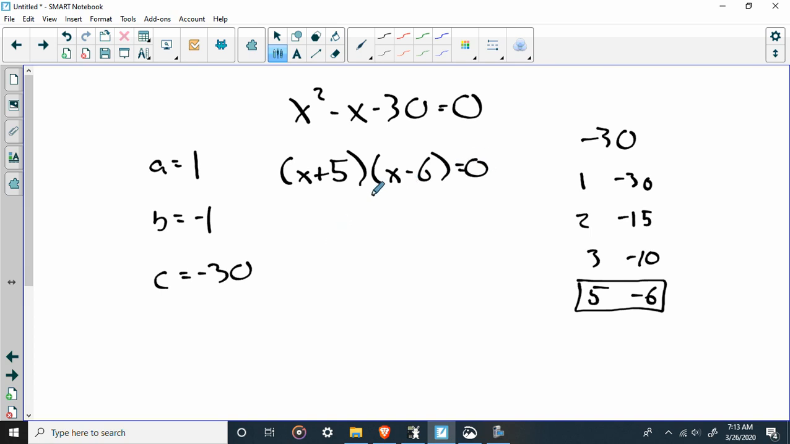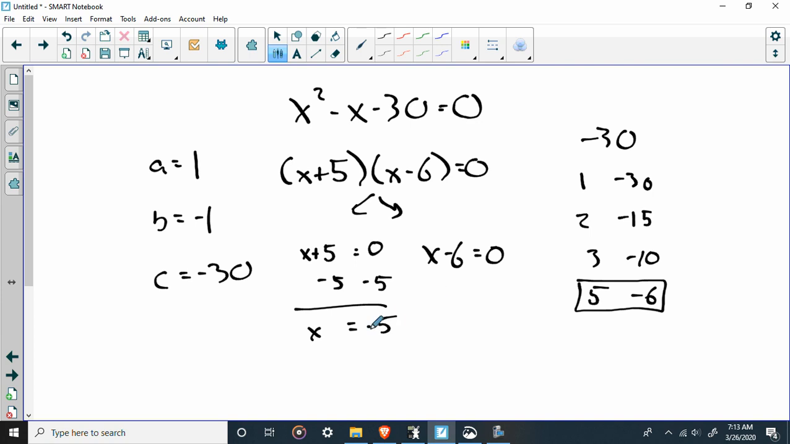All right, and let's go ahead. We're going to split this into 2. X plus 5 is equal to 0. So I can get rid of the parentheses. And what do we got? X minus 6 is equal to 0. So what do we got? X is equal to -5. And X is equal to 6. Okay, so those are your 2 answers. Again, if you want to get real fancy, -5, 6.